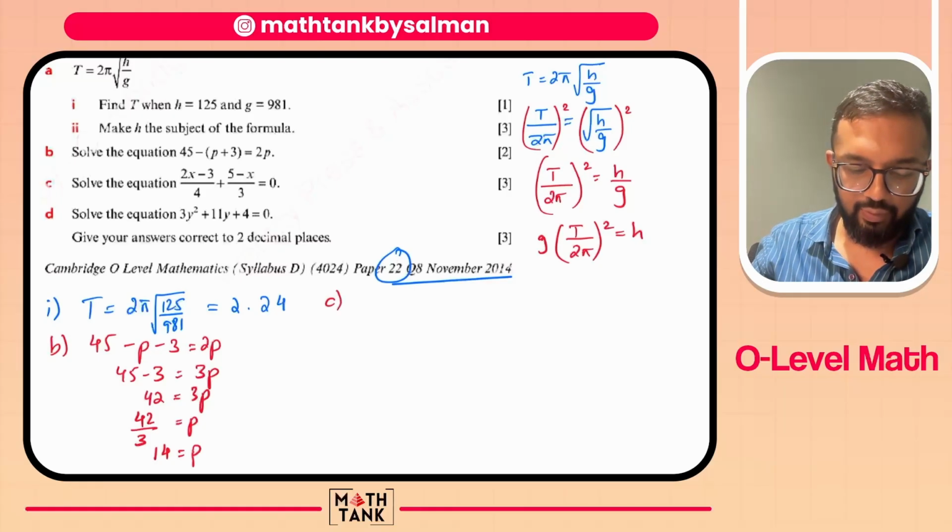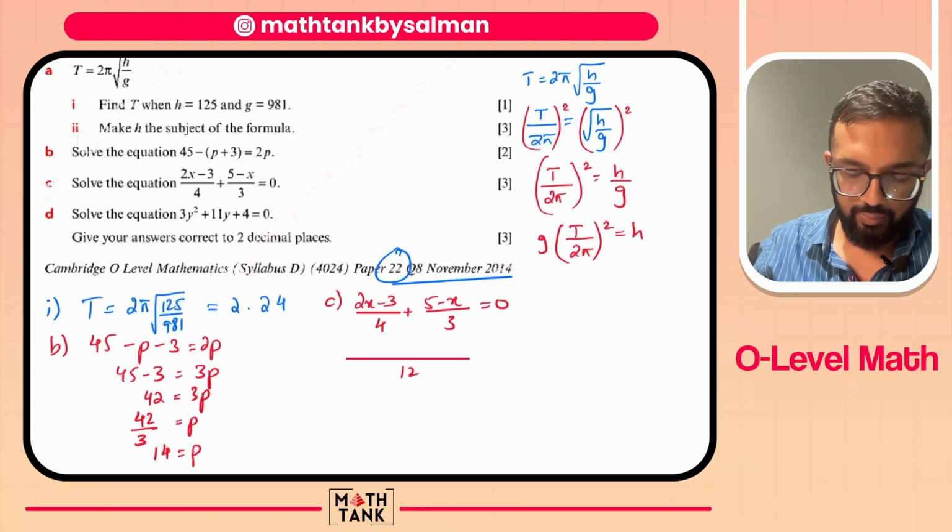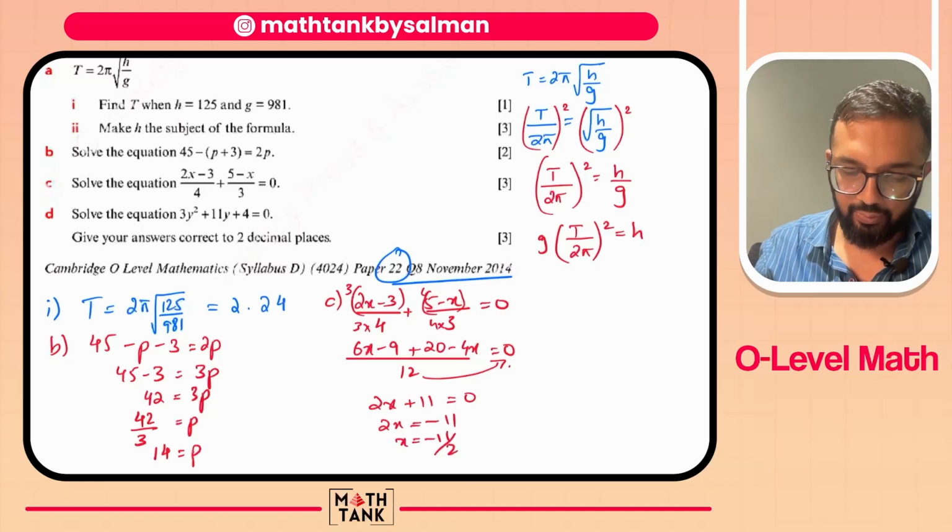Okay, then we have a fractional equation. Let's try to solve that one. So 12 is the common denominator. I multiply this by 3 and this by 4 because this is also true for the denominators. So 6x minus 9 plus 20 minus 4x equals 0. Cross multiply, we get 2x plus 11 equals 0. 2x equals minus 11, x equals minus 11 over 2.